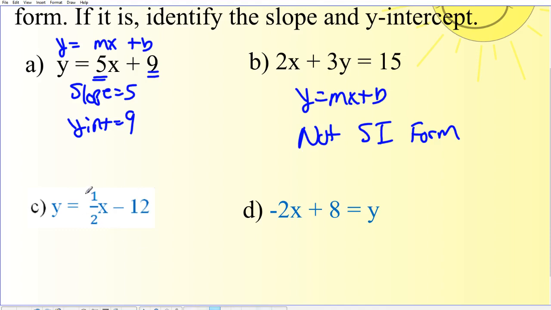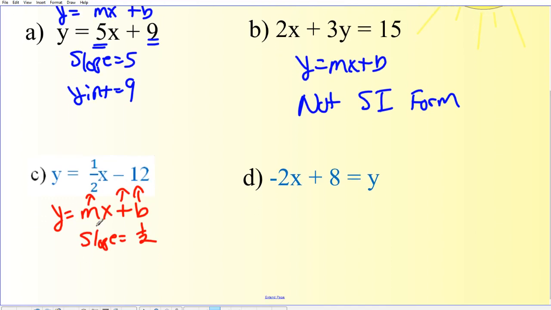Okay, so let's see here. Does this fit y equals mx plus b? Well, this looks like it'd be my m. This looks like it's b, but this plus sign is a minus sign. Is that okay? Yes, it is. That just means that your b value, your y-intercept, where the line crosses the y-axis, is negative. So my slope in this problem is 1/2. We like having slopes as fractions. My y-intercept, which is that b value, is negative 12.